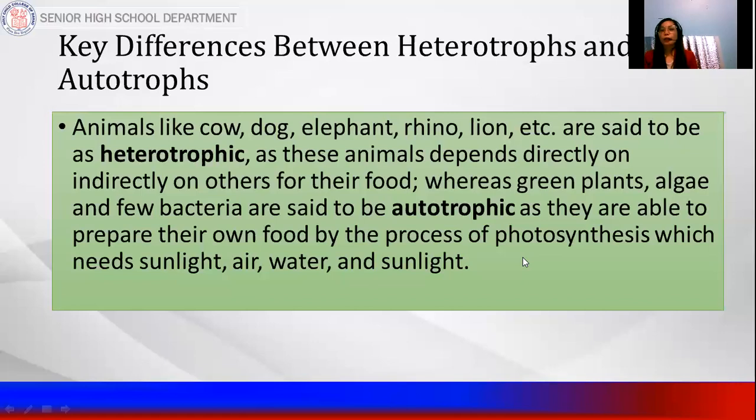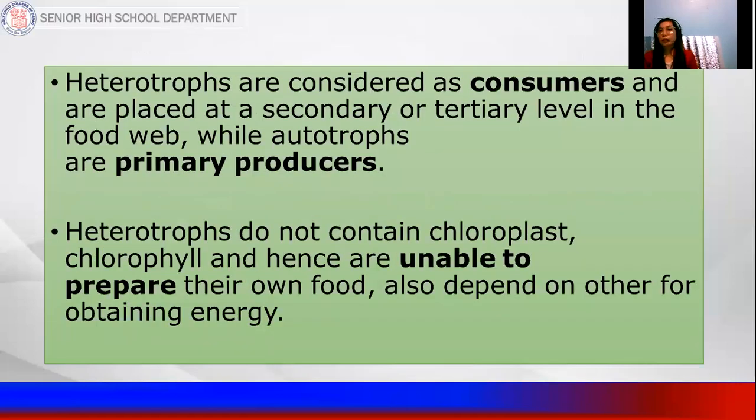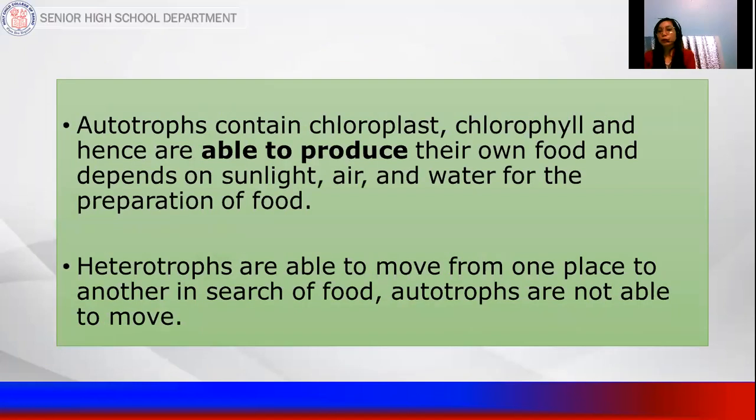which needs sunlight, air, and water. Heterotrophs are considered consumers, while autotrophs are the primary producers. Heterotrophs do not contain chloroplast, so they are unable to prepare their own food and cannot do photosynthesis. Autotrophs are able to produce their own food through photosynthesis because they have chloroplasts in the plant cell.